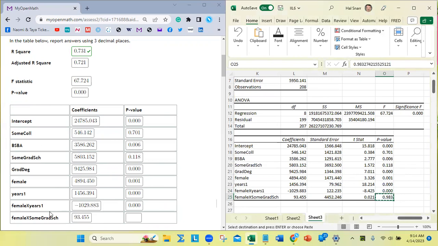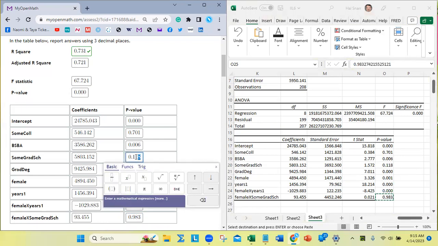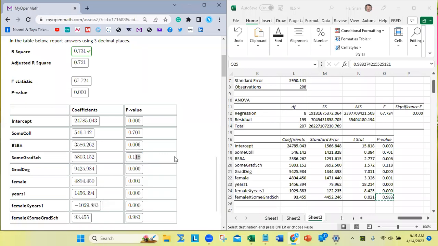And so is females. The interaction of females and years at the bank is significant. But the interaction of female and some grad school is not. And that probably has something to do with the fact that some graduate school is probably, I mean, you could say it's significant at the 15% level, but not the 10% level. All right, so there's my results.